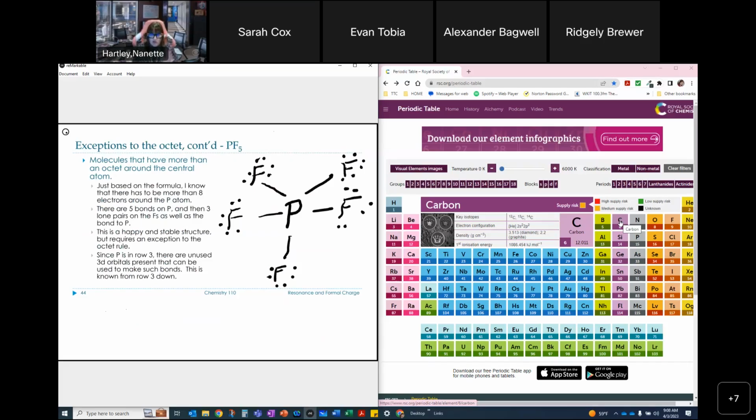We then draw all our bonds: 2, 4, 6, 8, 10. So that's 30 left. 2, 4, 6. 6 times 5 is 30. So yay, I have now taken care of all of them.